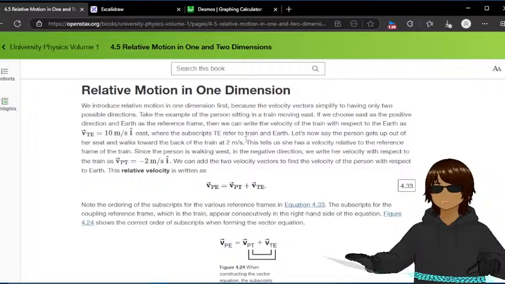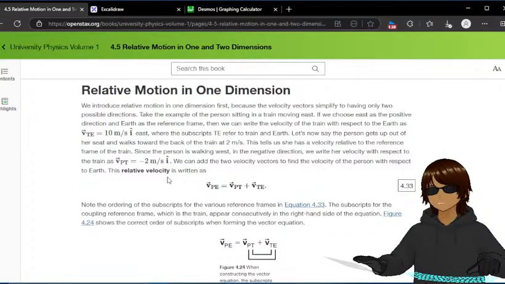Let's say now the person gets up out of her seat and walks towards the back of the train at 2 meters per second. This tells us she has the velocity relative to the reference frame of the train. Since the person is walking west in the negative direction, we write her velocity with respect to the train as minus 2 meters per second. We can add the two velocities to find the velocity of the person with respect to Earth. The relative velocity is written as this.